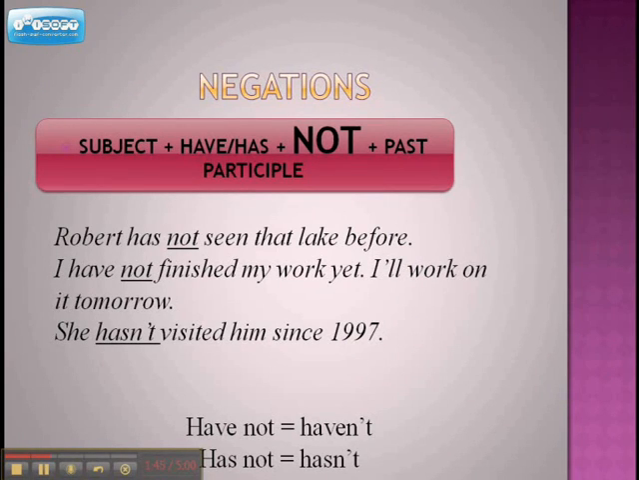Now, we would like to tell you how to create negations in present perfect tense. We start with the subject, then we've got the auxiliary verb have or has, then we add not, and then we've got the past participle. And here are some examples.